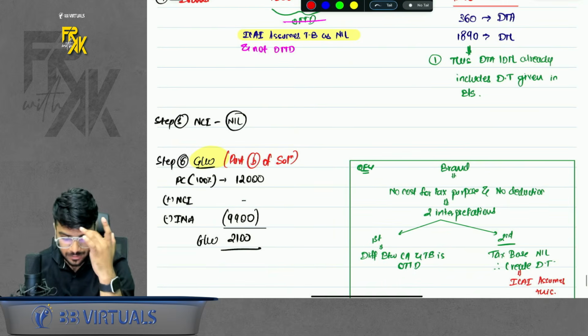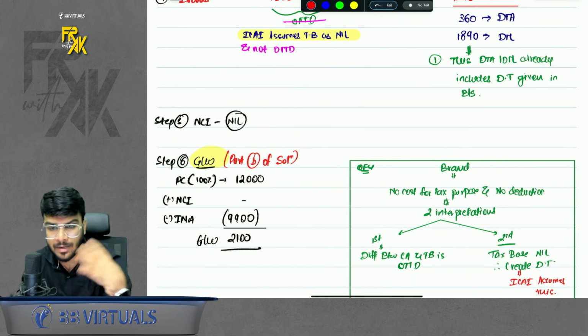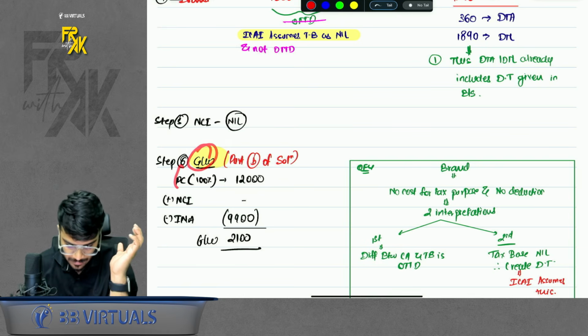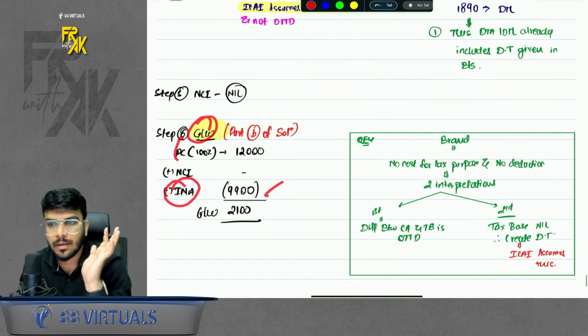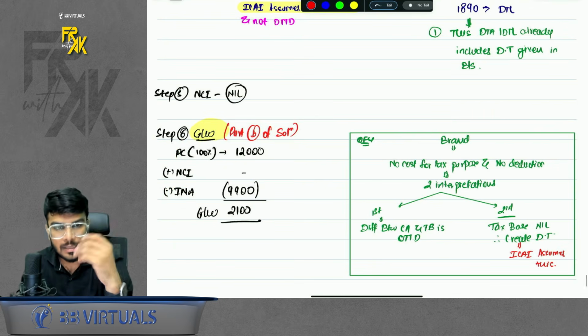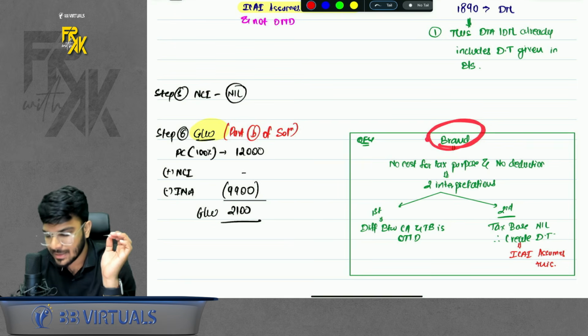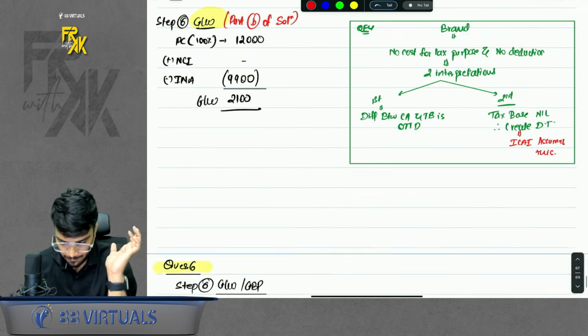Then you will get the NCI. It was nil because we are taking over 100%. Goodwill you will get as PC plus NCI minus INA. You will get the goodwill. Simple. For brand also, again I have given this note. So just practice this question. Only this is the adjustment where you will get stuck. Everything else is the same.